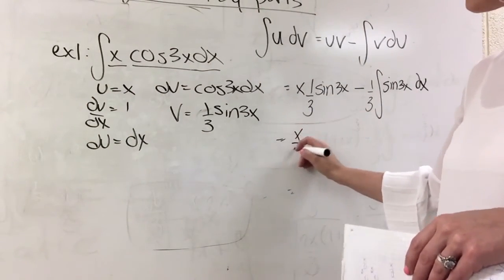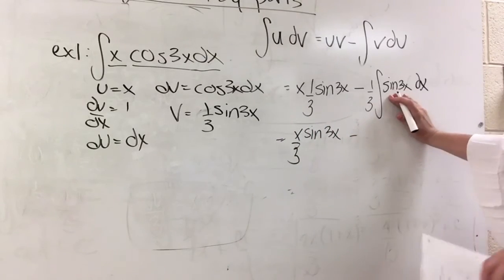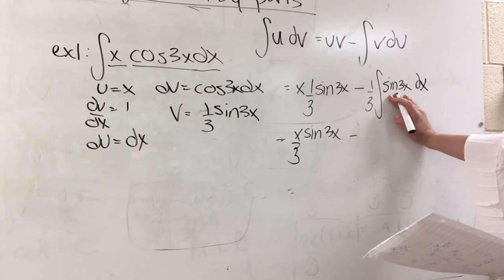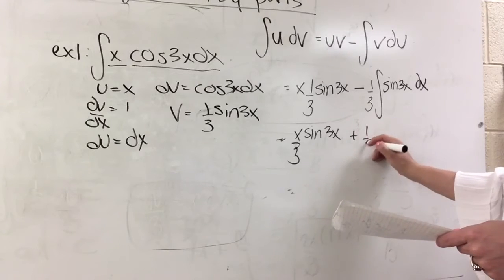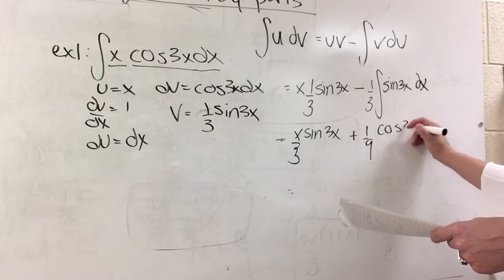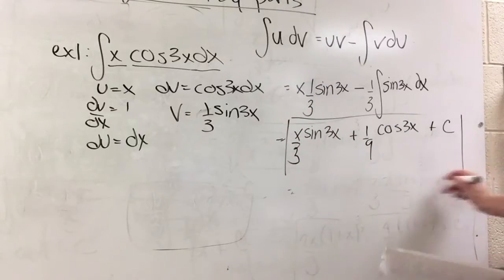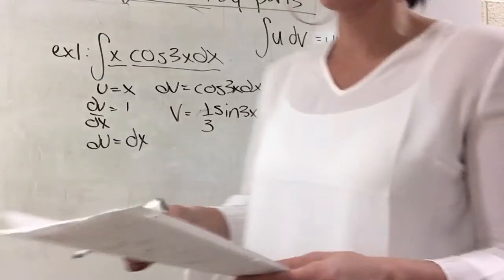So this is just x over 3 sine 3x minus, what's the integral of sine of 3x? The integral of sine of 3x is negative cos 3x times a third. So I'm going to have a ninth cos 3x plus c. So that is how we do integration by parts with that particular question.